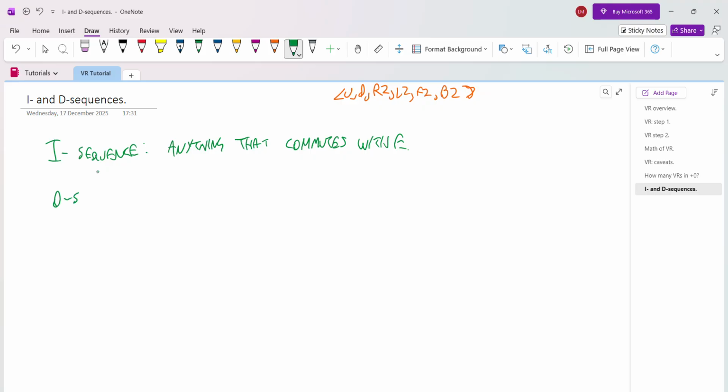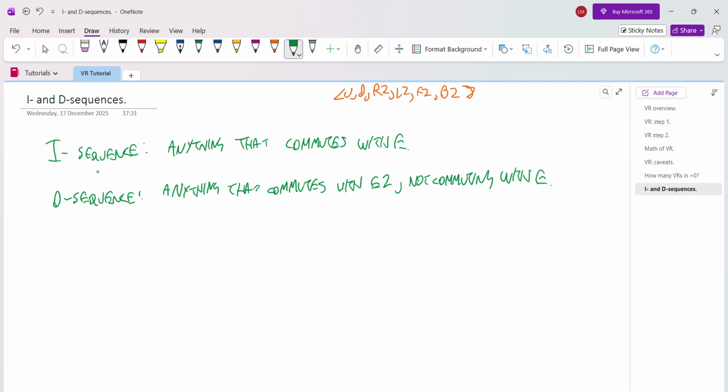A D sequence, I'm going to be defining as anything that commutes with E2 and that does not commute with D. So let's make some examples.